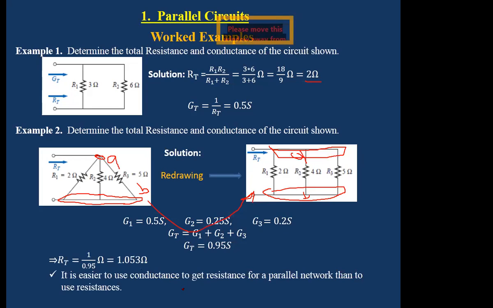So it is easier to use conductances to get resistance for parallel networks than to use resistances. But at the same time, you can still use 1 over RT is 1 over 2 plus 1 over 4 plus 1 over 5. Still, making RT the subject, you still get the same answer. So that's an example of a parallel circuit.